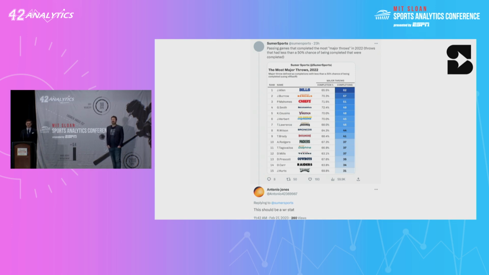But the question is, is this a wide receiver stat or not? And the answer is you need statistical machinery to answer that question. That is the next frontier of what we're working with here, and many people have made strides there.